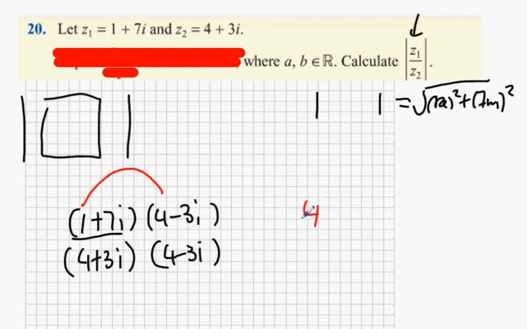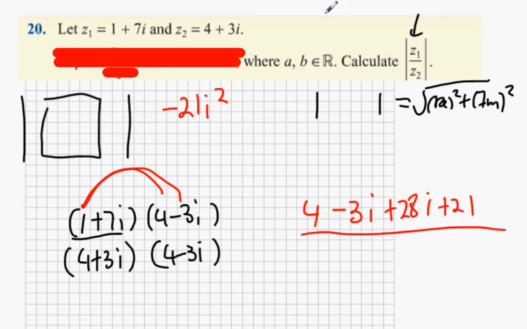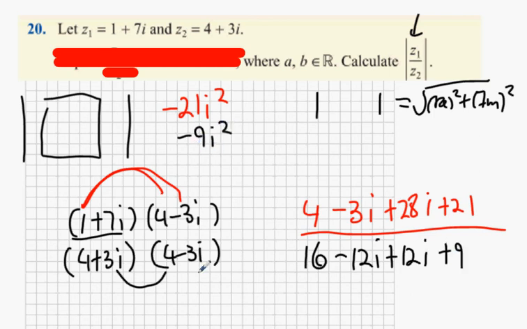4 times 1, 4. 1 times 3i, 3i. 7i times 4, 28i. 7i times minus 3i is minus 21i squared. Minus 21i squared is the same thing as plus 21. All on the bottom: 4 times 4, 16. 4 times 3i, minus 12i. 3i times 4, plus 12i. 3i times minus 3i, minus 9i squared, which is the same thing as plus 9.